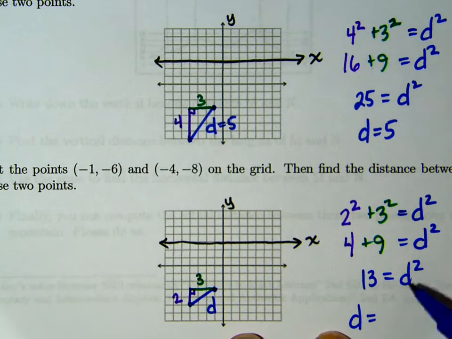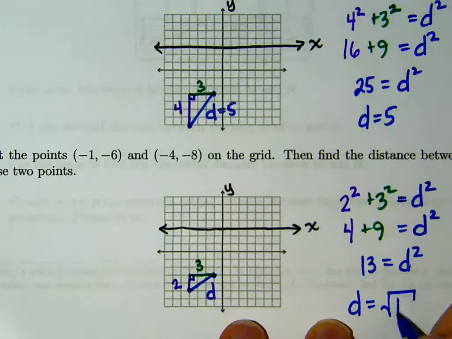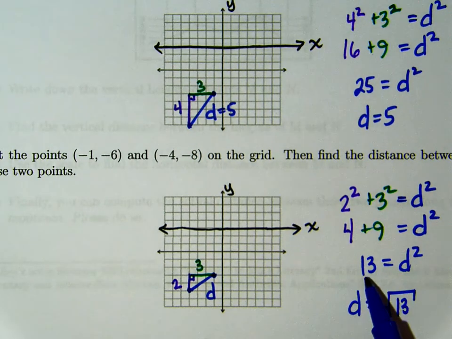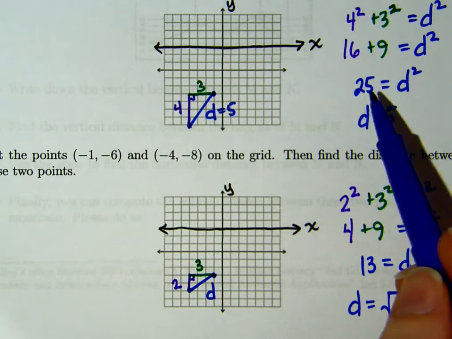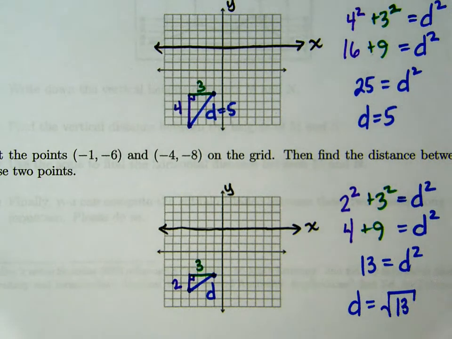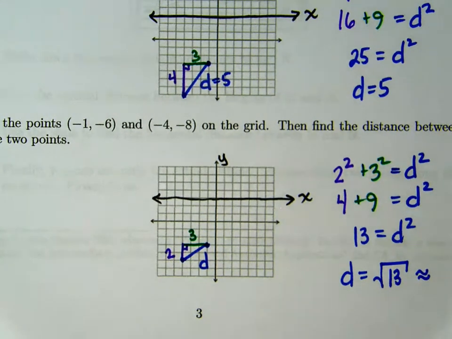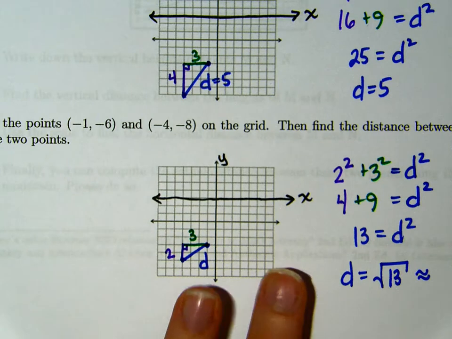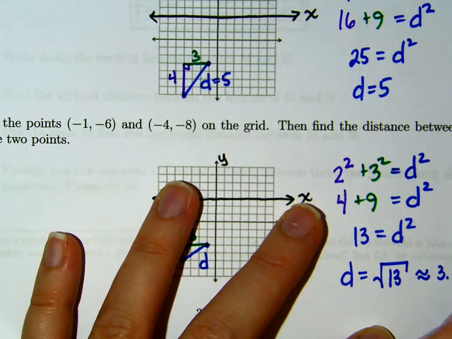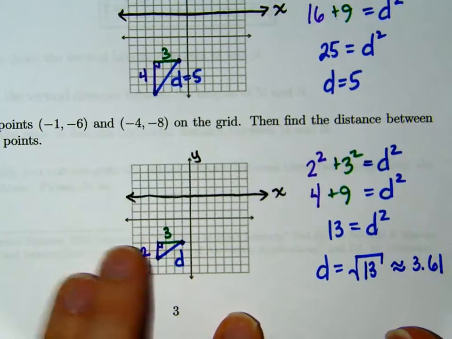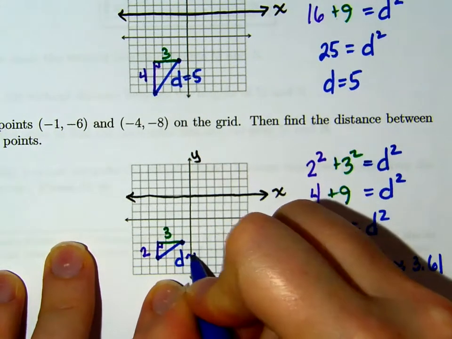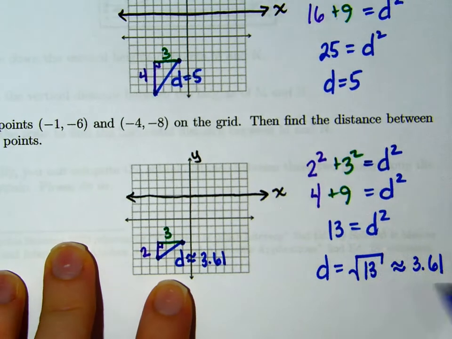Uh-oh. Square root? So I don't know what squared gives 13. I knew what squared gave 25, but this, ay. So I'm gonna leave it as the square root of 13 and maybe put in its approximation from the calculator. Okay, so I'm gonna do the square root of 13. I get about 3.61, roughly speaking. So this distance is approximately 3.61, or is precisely equal to the square root of 13.